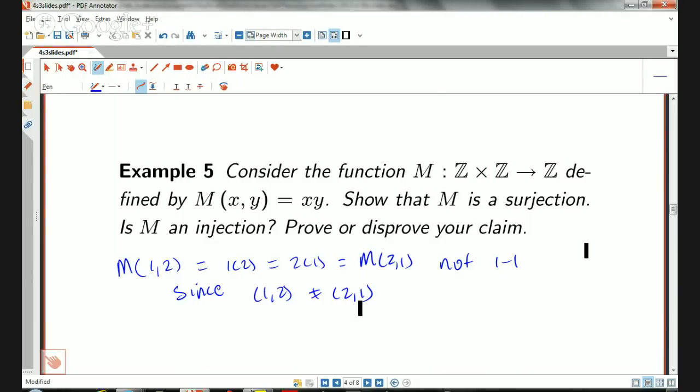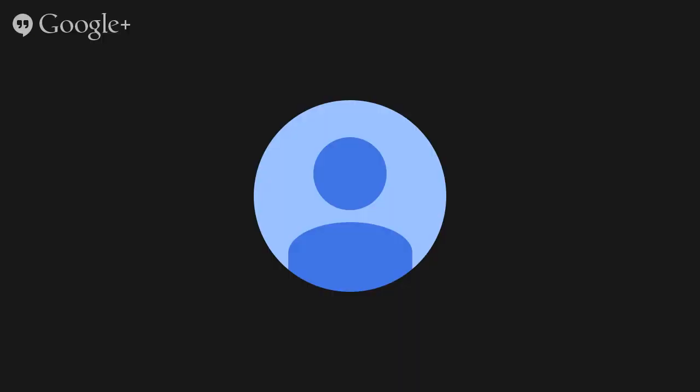But it is onto. So how do we show onto? What is the range here? The integers. So we have to get something in the integers. What would you like to call it? Okay, let C be in the integers. What do we know that gets mapped to C? Okay, one of them is C, then what would the other one have to be? In particular, it has to be 1. So C times 1 is equal to C, and (C, 1) is in Z cross Z.